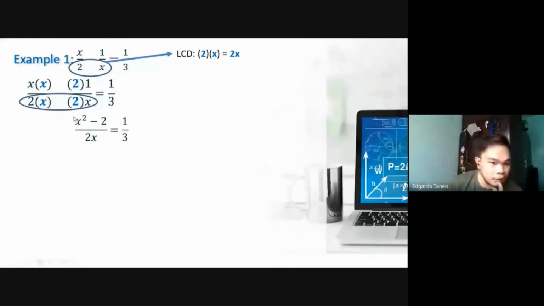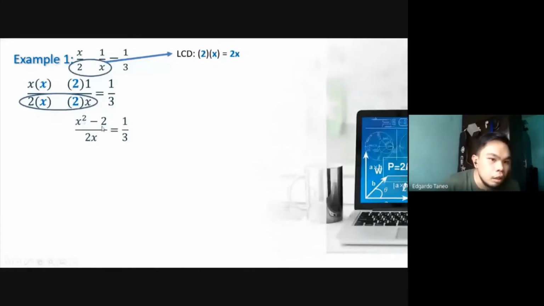Pero pwede ba natin pagsamahin itong terms na to, class? Okay, very good. Hindi natin pwedeng pagsamahin. Okay? Bakit? Because this is an x squared term while this one is a constant. They are dissimilar. So kapag ganun, class, ang gagawin nyo, pagsasamahin nyo lang si x squared minus 2 sa taas. Hindi nyo yan gagawing 2x squared or negative 2x squared. It is just x squared, copy the minus sign, then 2.